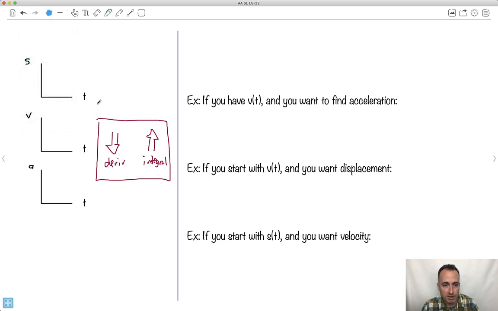You start with V of T. Boom, you have an equation for that. And you're asked for the acceleration. Acceleration means you have to go down, right? So it's derivative. Great. So I know that A of T, the acceleration, will be the derivative of V, because down is derivative. Boom. That's how you conceptually solve it. You just have to go ahead and figure it out.